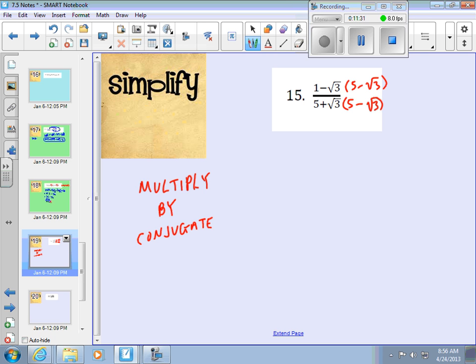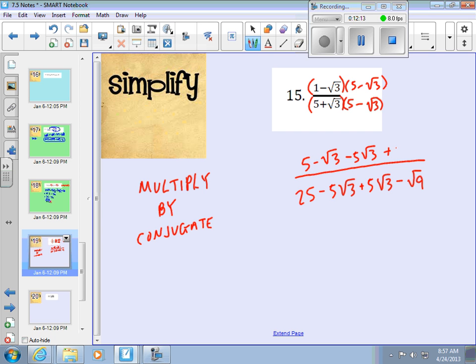All right, so now we got some multiplying we're going to do here. Some FOIL. So let's multiply through. Let's do the bottom first. If we multiply the bottom, 5 times 5 is 25. If we multiply the outside ones, minus 5 square roots of 3. The inside ones would be plus 5 square roots of 3. And the last one, it'd be negative, positive, and a negative, and square root of 3 times square root of 3 would be square root of 9. All right. On top, we got some multiplying too. If we multiply those through, we're going to get 5 minus square root of 3 minus 5 square roots of 3 plus square root of 9.